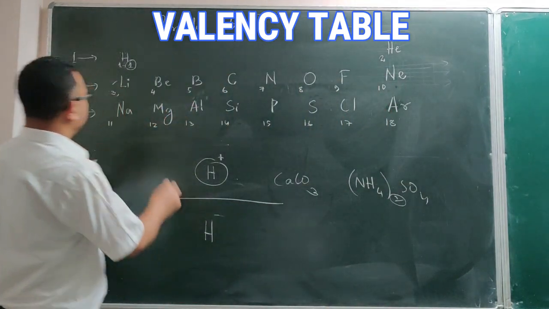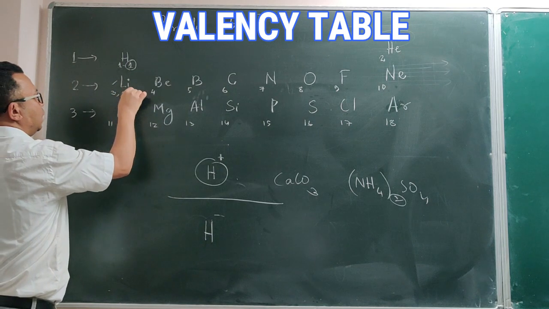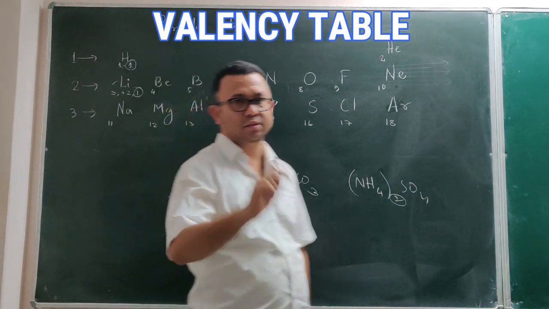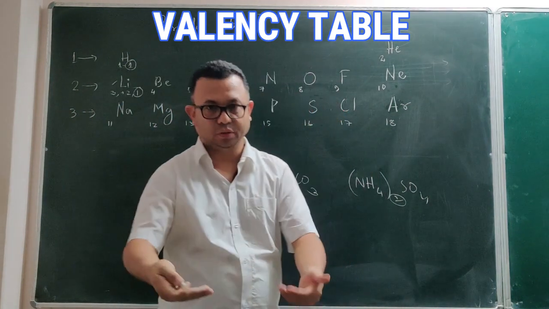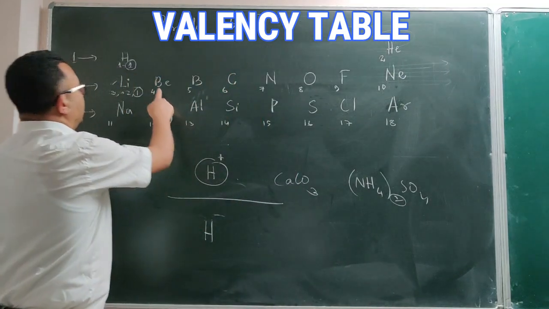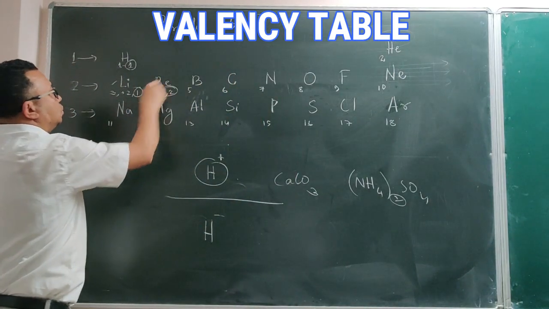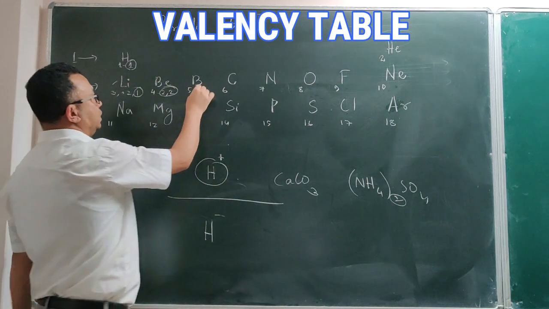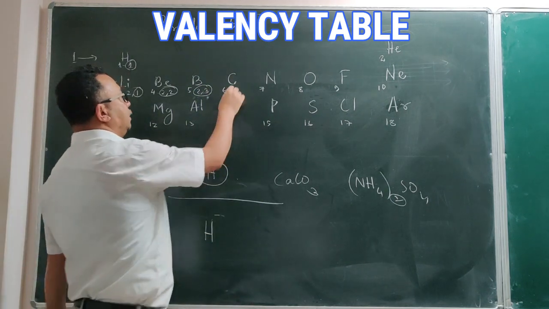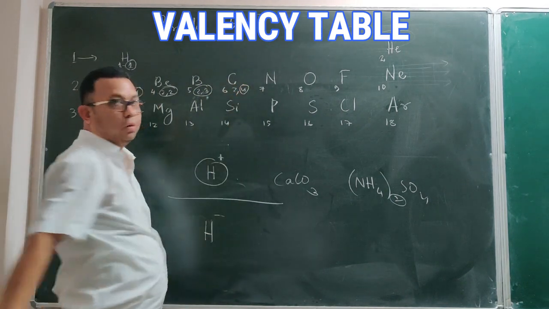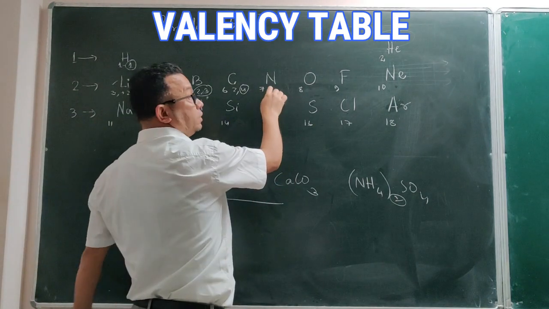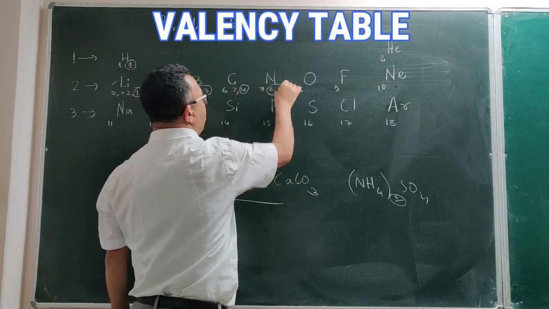Now going to lithium. Lithium's configuration is 2 and 1. As you can see, outermost shell is 1, so it has a valency of 1. Again, if you look at the valency table given below, lithium's valency is 1. Then beryllium is 2 and 2. So outermost shell is 2, valency is 2. This is 2 and 3. Outermost shell is 3, so boron has a valency of 3. This is 2 and 4. Outermost shell is 4, so valency is, sorry, valency is 4.